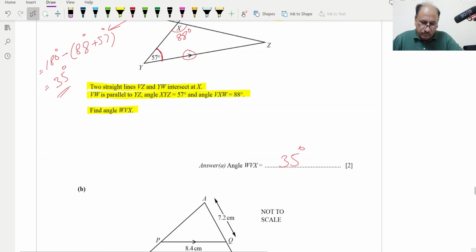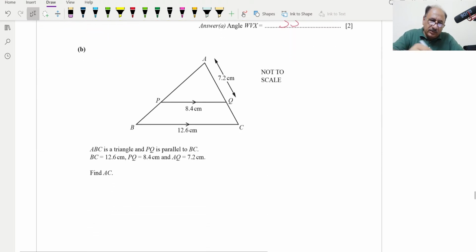This is a 2 mark question which we are done. Now this is the B part. The diagram is again not to scale. So ABC is a triangle and PQ is parallel to BC. BC is 12.6 centimeters, PQ is 8.4, and AQ is equal to 7.2 centimeters. Find AC. We need to find this whole side AC.